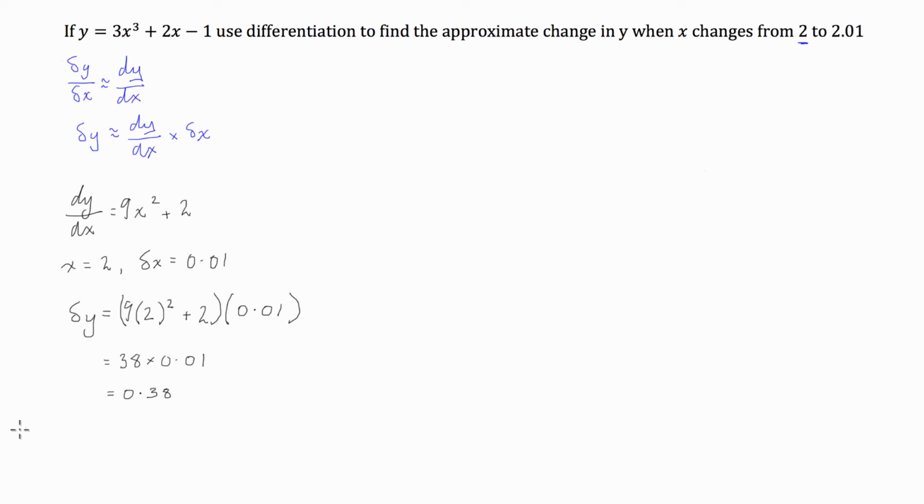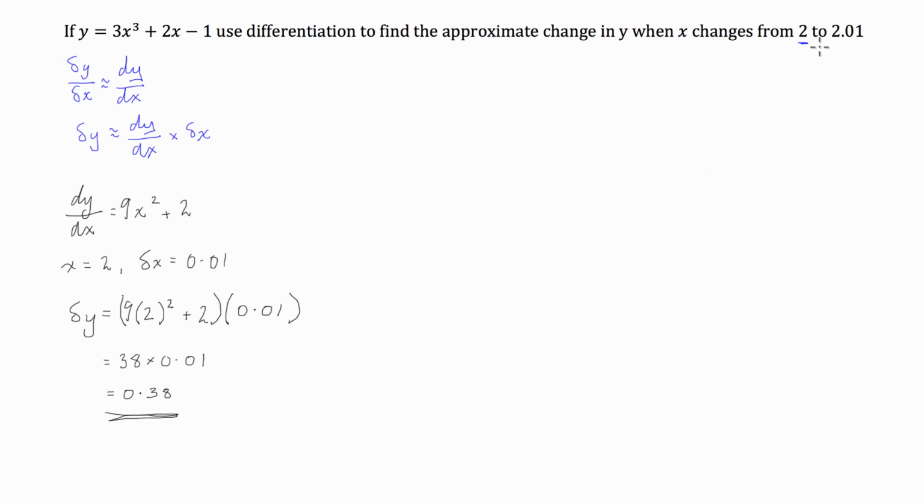So we can say that when x changes from 2 to 2.01, the approximate change in y is 0.38. Now, if we wanted to, we could compare this to the actual change in y, but for the purposes of this question, it's not important.